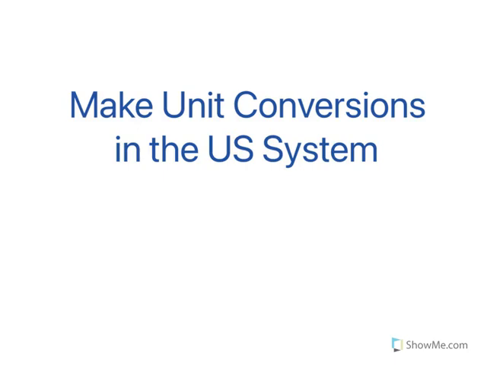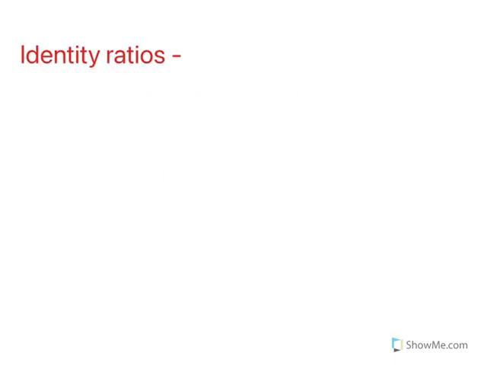make unit conversions in the US system. Now we're going to do this by using identity ratios and dimensional analysis. Now, identity ratios are this. We know that 12 inches is the same as 1 foot.